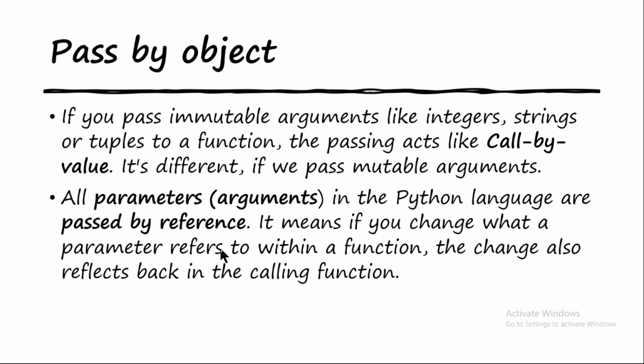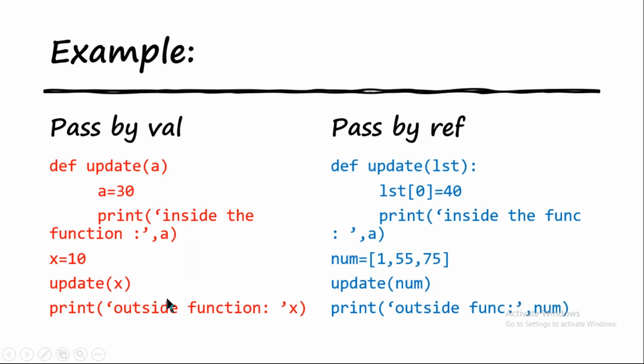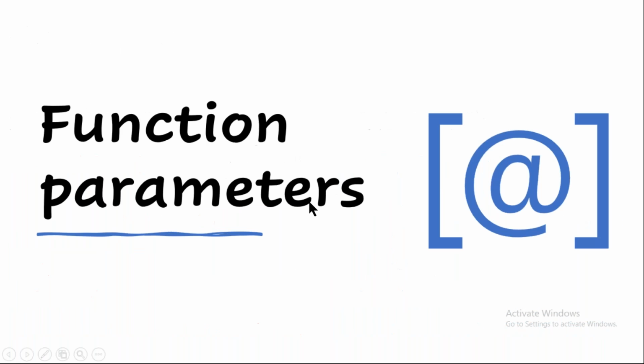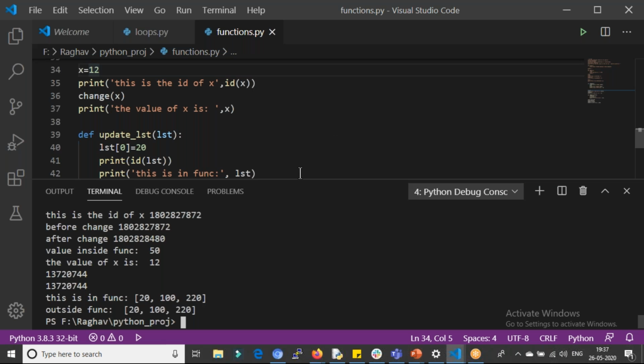So the same example is given over here. We have done this example, right? It's the same example. Now let's go to function parameters. What are the different types of parameters we have? For this, let's take out all of this.